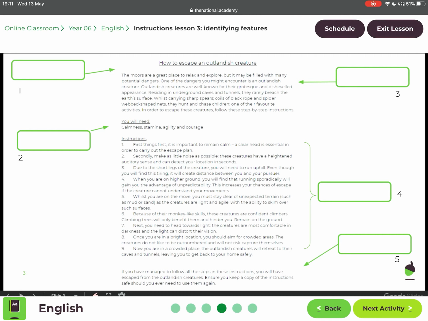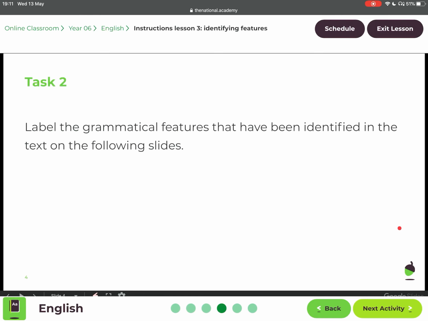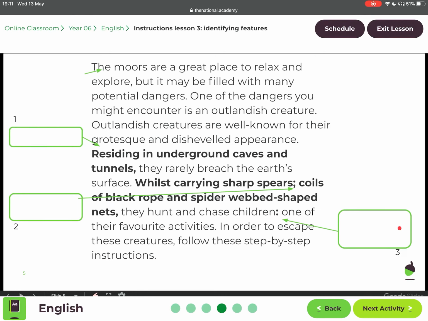So what you need to do is identify the structural features of this text in task 1 here. Number 1 would be title, number 2 would be equipment list, number 3 would be introduction, number 4 would be chronological order, and number 5 would be conclusion.